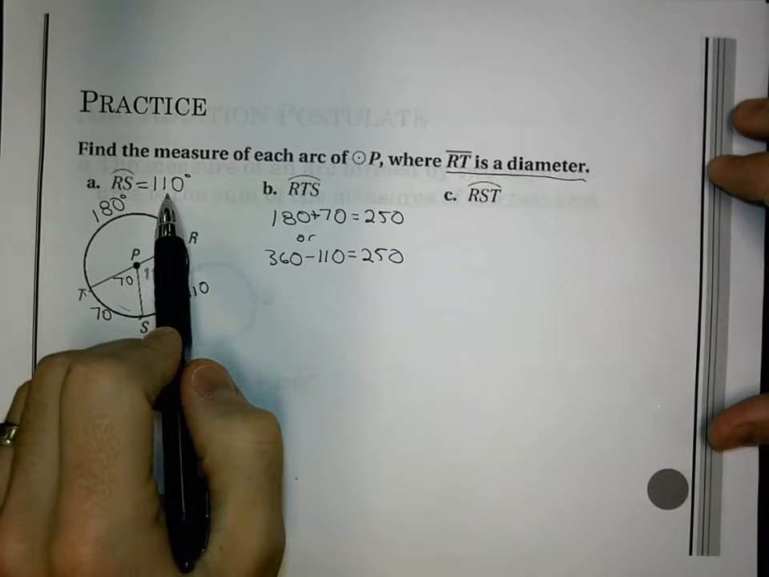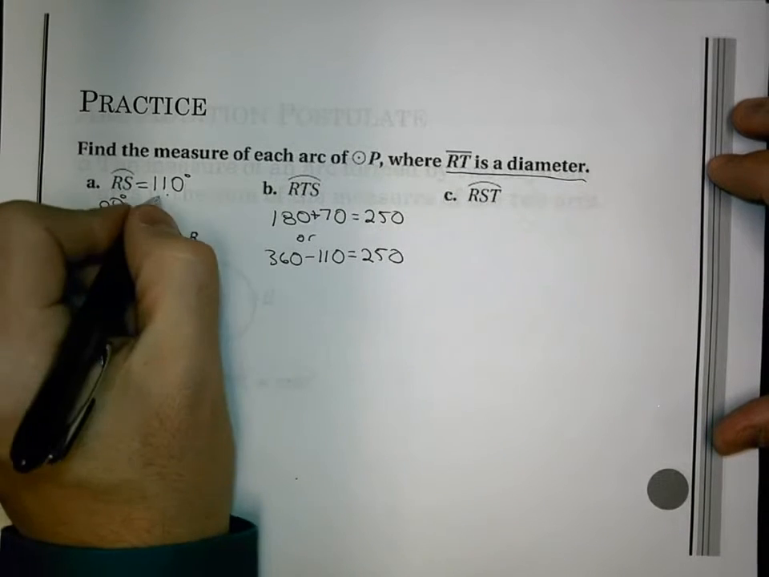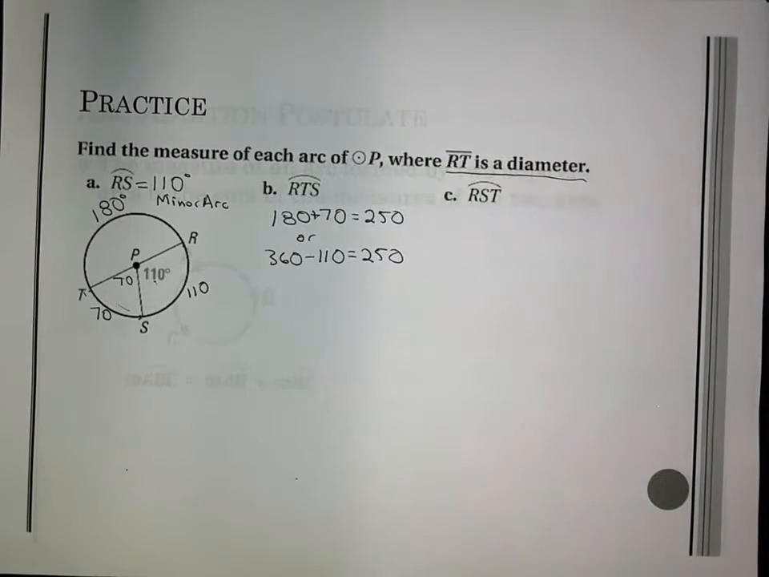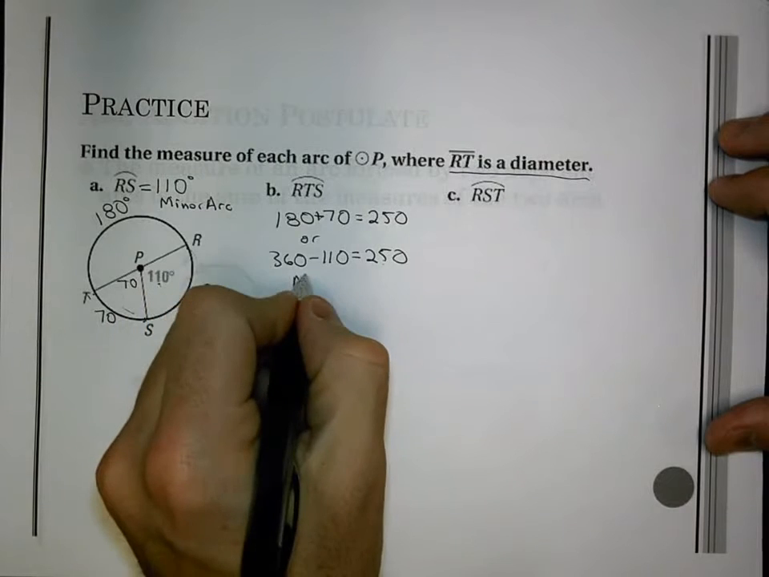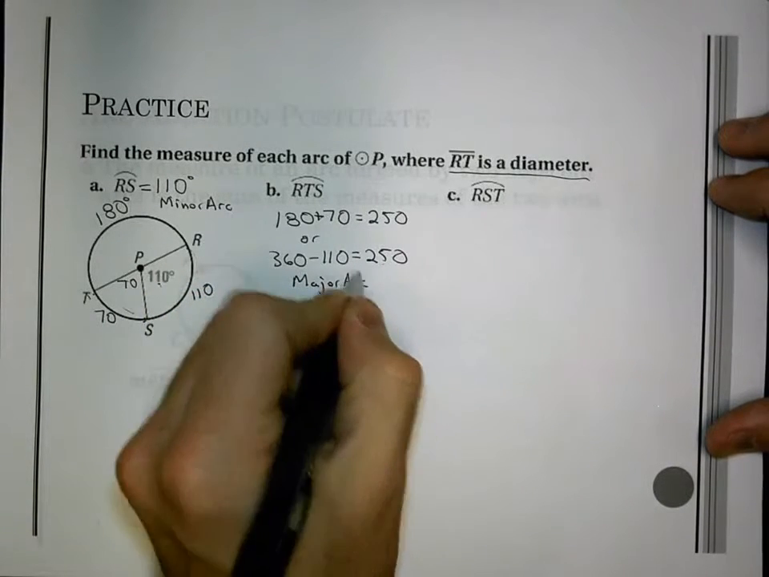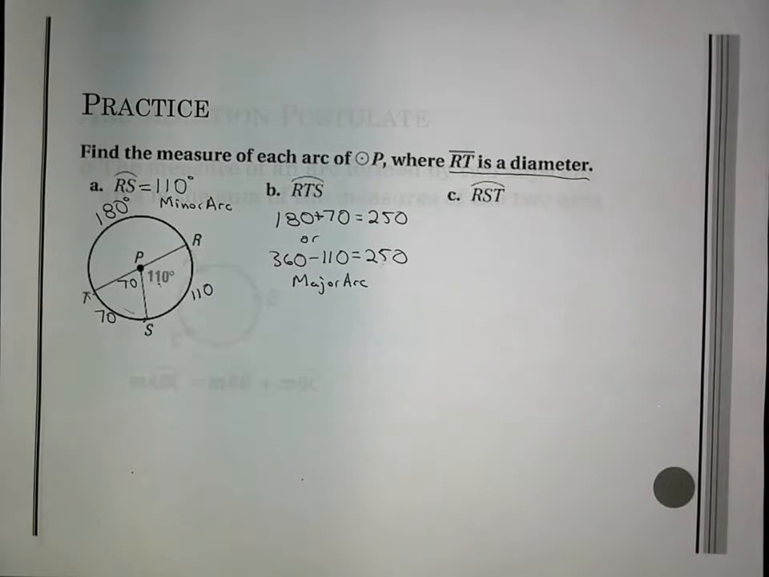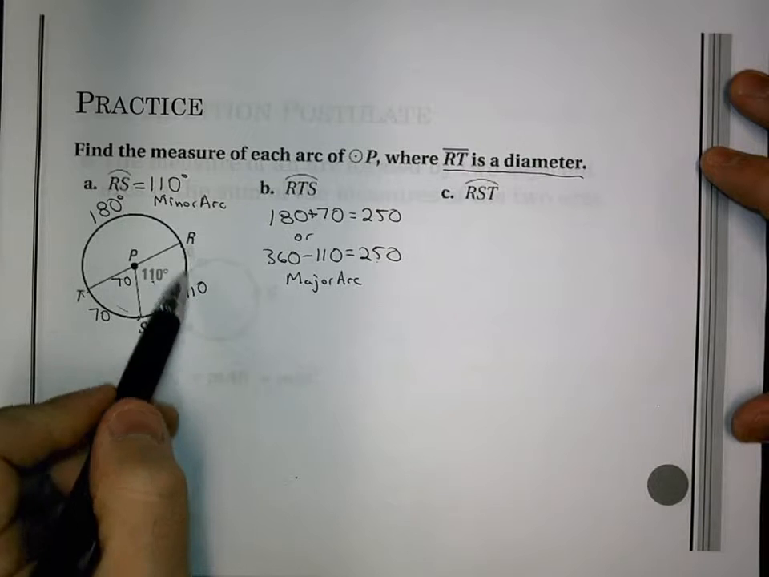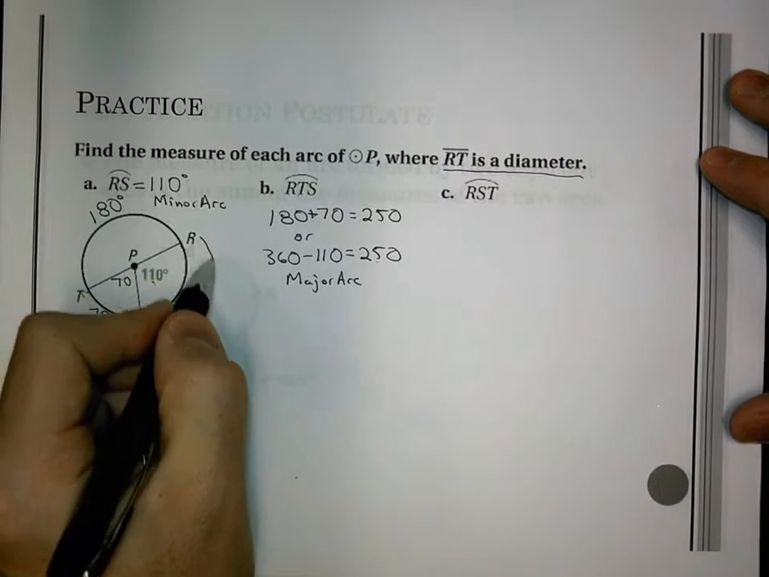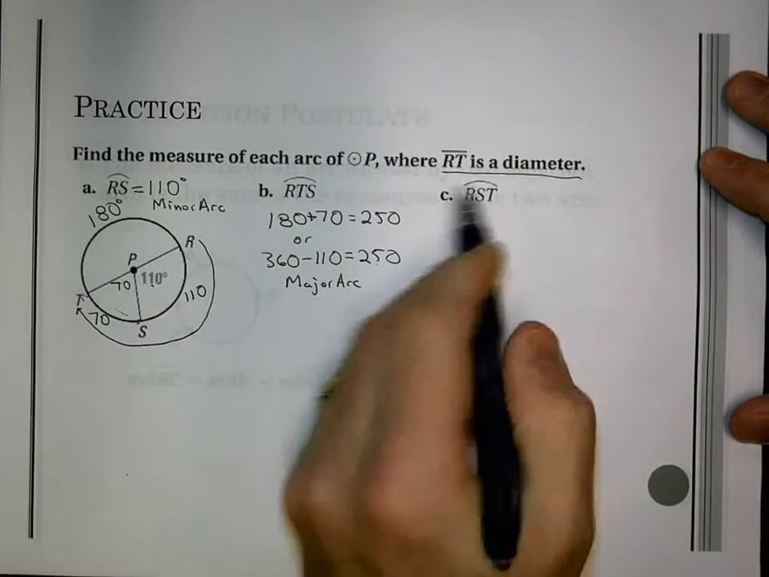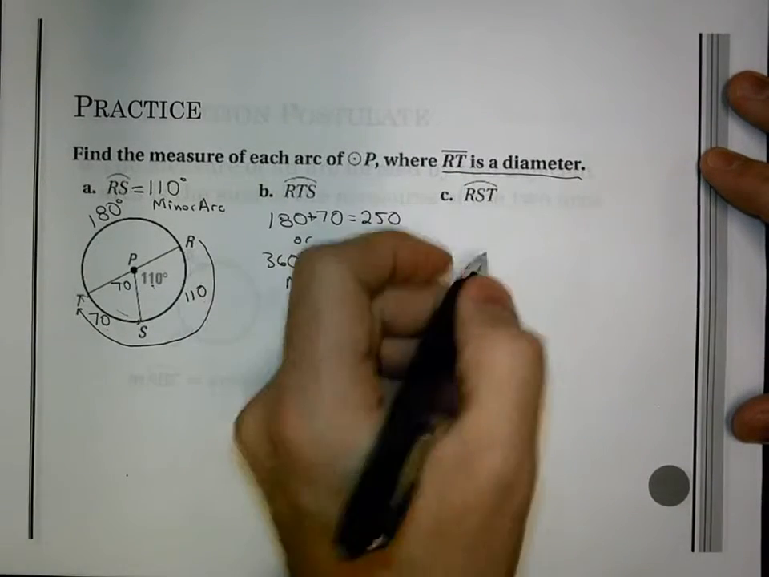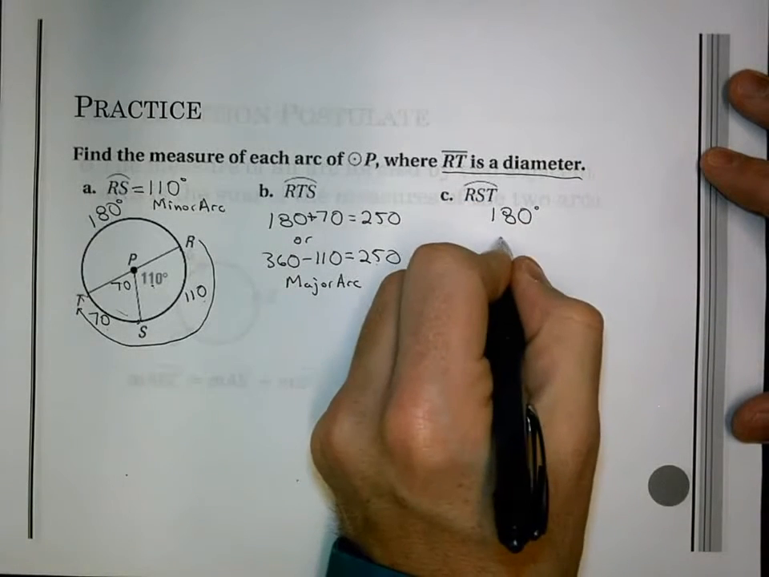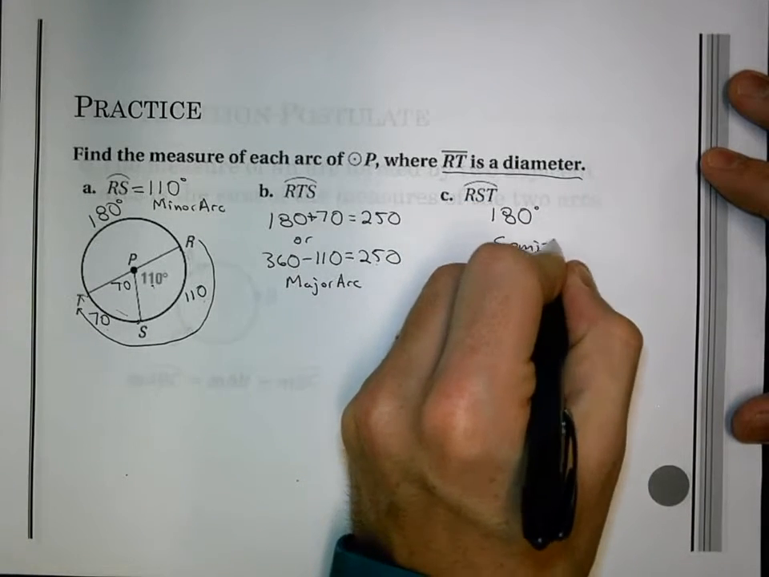Now, before we get too far ahead of ourselves, this 110 would be a minor arc, because it's less than 180, it's less than half the circle. The 250 would be a major arc, because it's more than 180, it's more than half the circle. And then our last one is RST. Starts at R, goes through S, ends at T. We already know that RT is a diameter, or we could just add 110 and 70. And it's 180 degrees, which means this is going to be a semicircle.